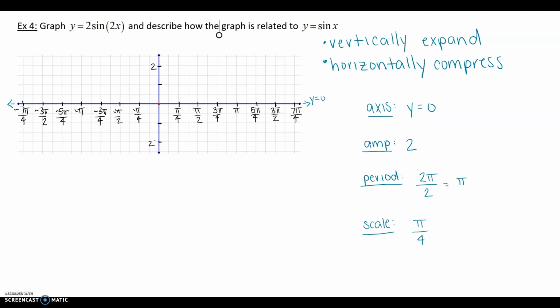Alright, so now that I've set up my coordinate plane and I graphed my axis so I don't forget to graph it, I've labeled everything I know, and I've set up my scale, I can now graph. So I'm going to look at what trig function we have, and we've got sine, and sine starts on the axis, so I'm going to start at 0, 0, circle it, and label it. And up next is our max, which is going to be 2.